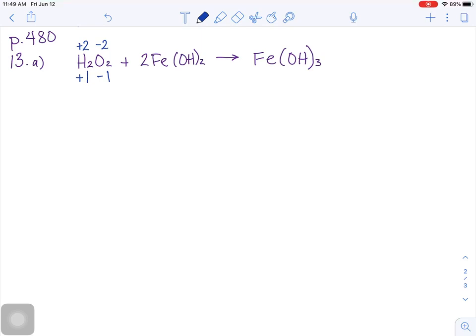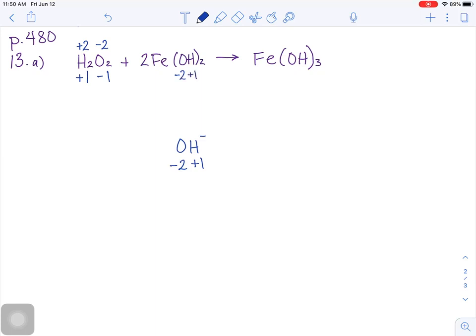For iron 2 hydroxide, there's a few different rules we can look at here. So hydroxide is a polyatomic ion, which has a charge of -1. And so the oxidation numbers for oxygen and hydrogen have to add up to -1. So if we look at our rules for oxygen, oxygen is a -2 and hydrogen is a +1. -2 + 1 is equal to -1. So those are our numbers for oxygen and hydrogen.